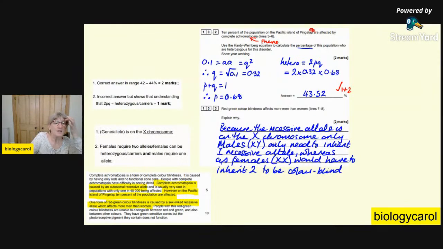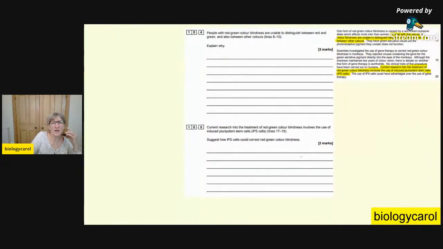Okay, all right, so I got both the marks there. I did have to run over the lines, but I think it's because I'm writing big because I'm on a screen. Final questions. People with red-green colourblindness are unable to distinguish between red and green and also between other colours.